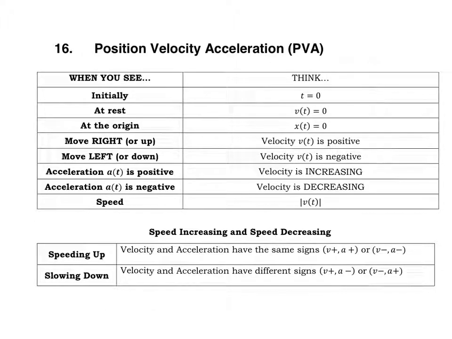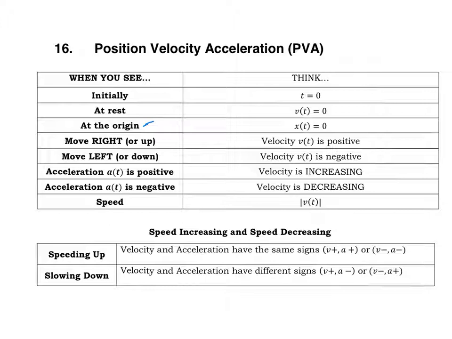Hey guys, this is video 16 on position, velocity, and acceleration, also known as PVA. So just some keywords to see. When you see them, you should think of this. Initially means that time is equal to 0. At rest means that the velocity is equal to 0. And at the origin means that the position is equal to 0. And you can remember that because origin is like where it is on the graph, right? So position is equal to 0.